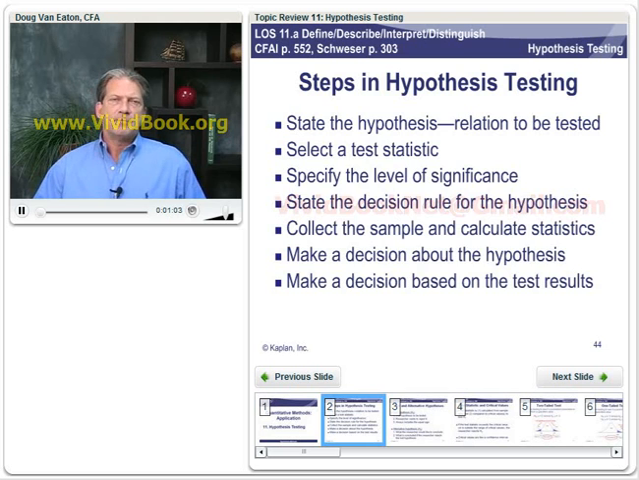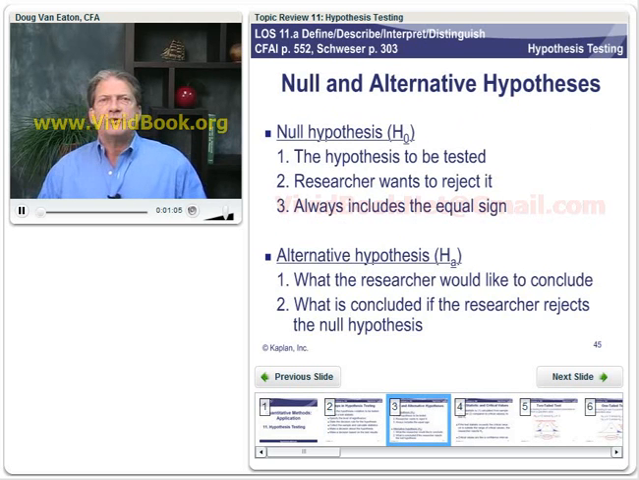Now the null hypothesis, we denote that H sub 0, and that's the hypothesis we're going to test. Now, this may seem odd, but that's the one that the researcher wants to reject. And it always includes the equal sign. The alternative hypothesis has to be every other possible outcome. Between the two, they have to cover all possible outcomes. And it's really what the researcher would like to conclude.